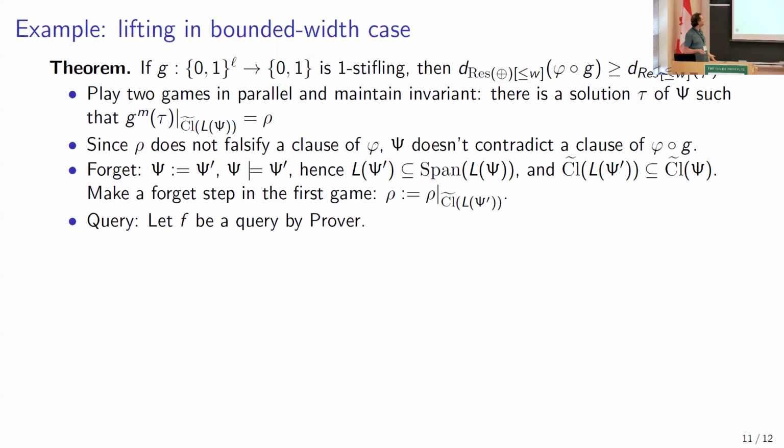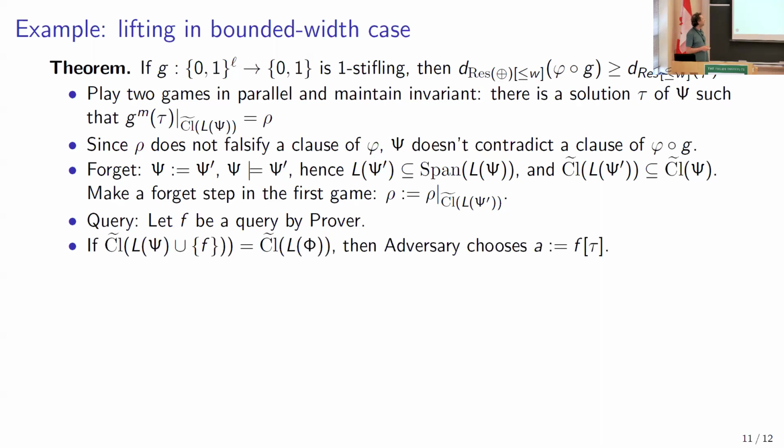And the case of query, here are two possible cases. First of all, the first case when the amortized closure doesn't increase by adding one linear form. Then we do not do anything in the first game, and in the second game we just choose the value corresponding to our solution tau that makes a correspondence between games.